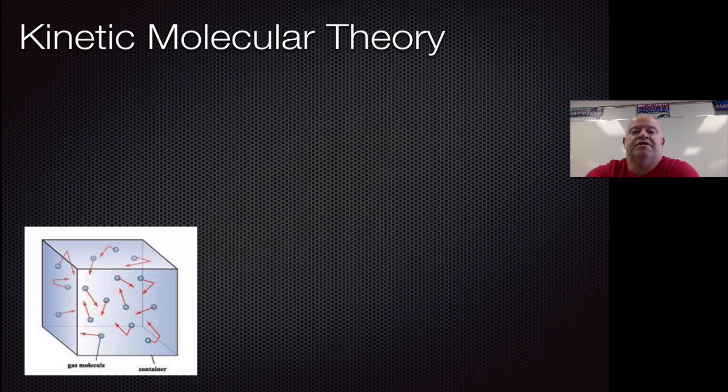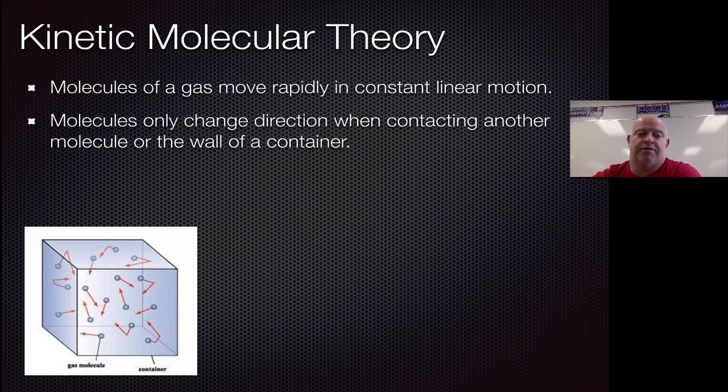Okay, so let's dive into this idea of the kinetic molecular theory. First thing: molecules of a gas move rapidly in constant linear motion. They're moving at speeds of thousands of meters per second in linear motion, so they go in straight lines. They can change direction when they contact another molecule or the wall of a container.